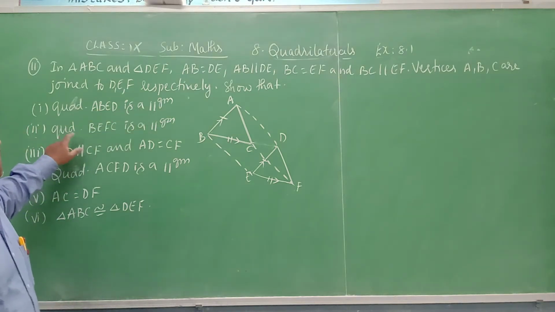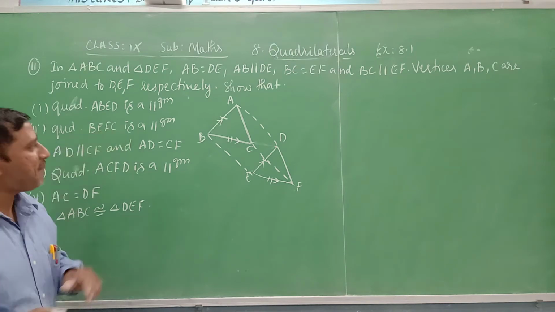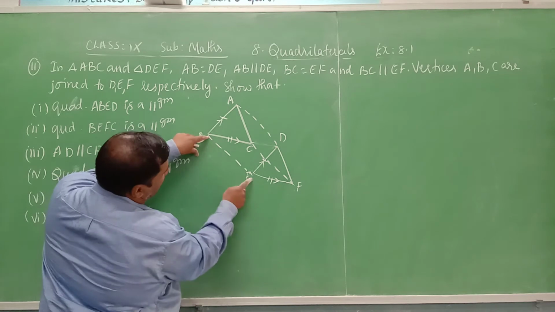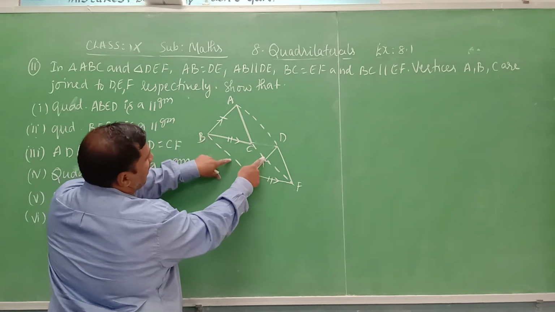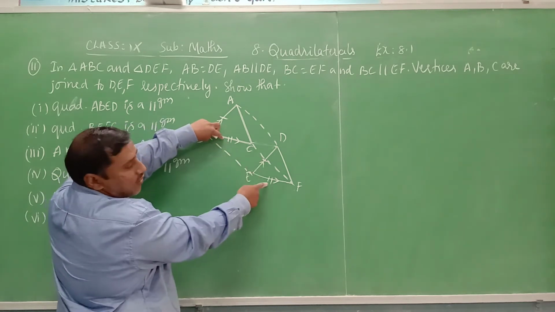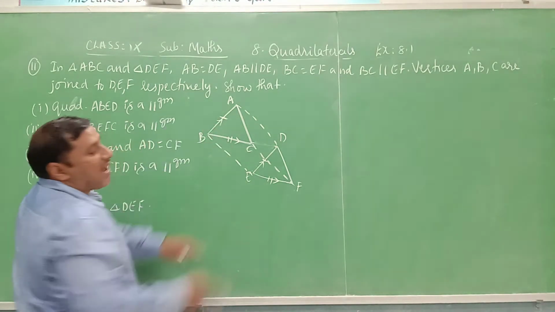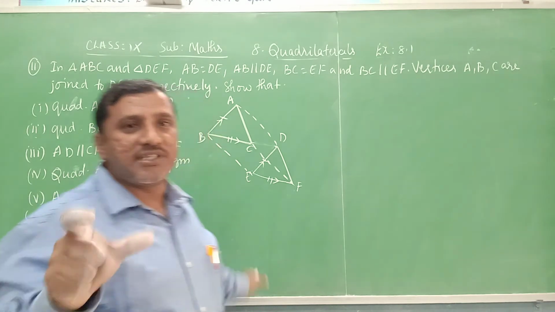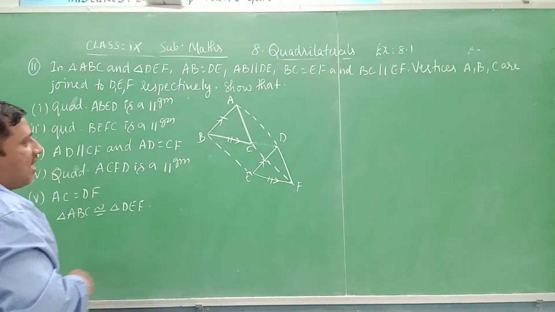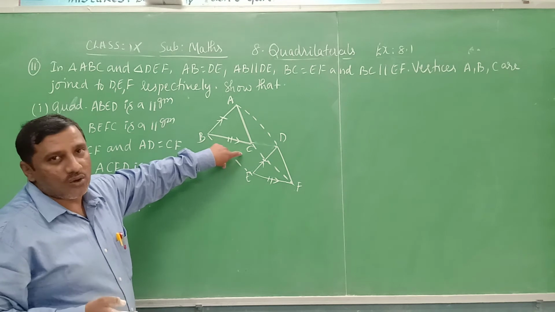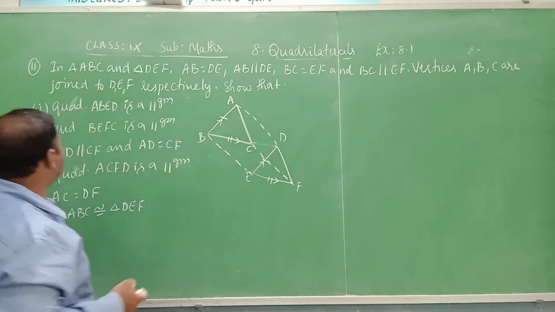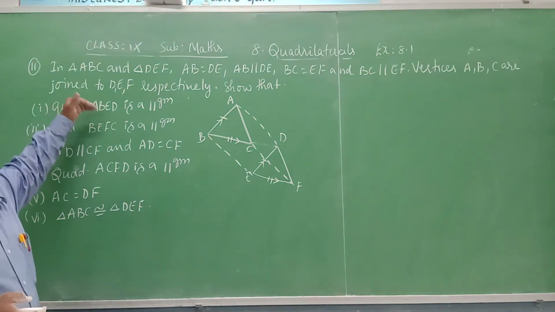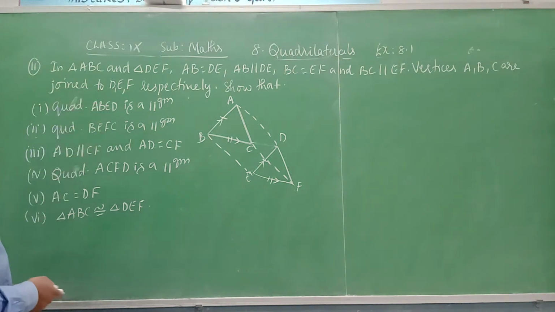Then second, BEFC is a parallelogram. It is given BC is equal to EF and BC is parallel to EF. That is, in that quadrilateral, one pair of opposite sides are parallel and equal. Therefore, it is a parallelogram. So again, we can prove the second identity also by using the first item, by using the concept of properties of parallelogram.